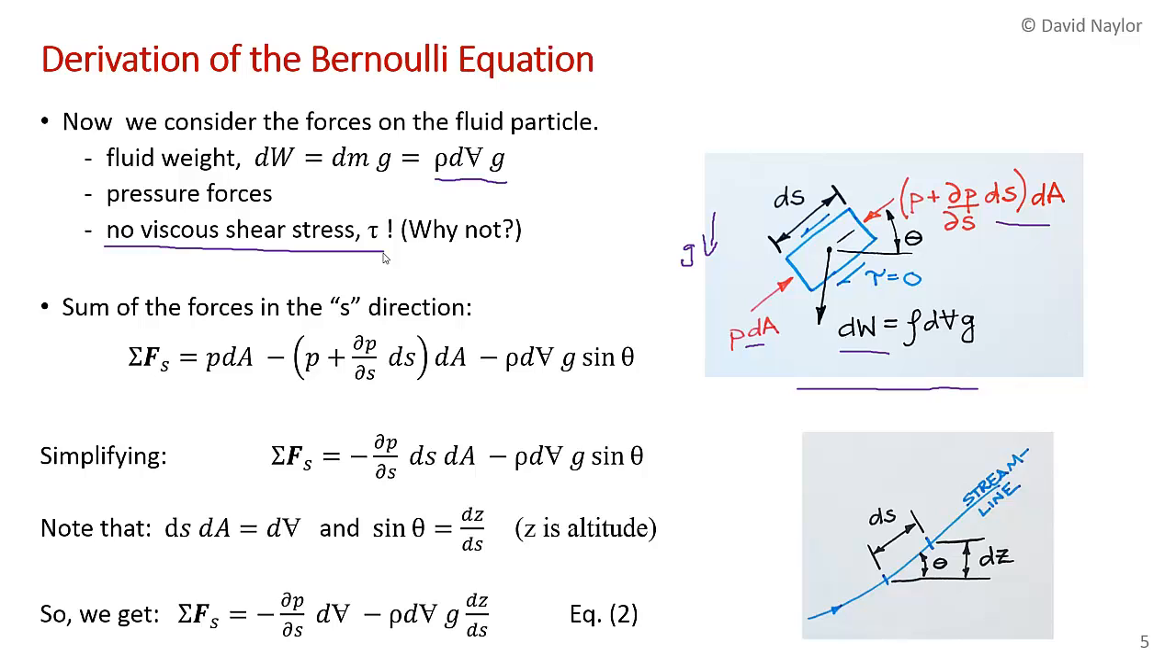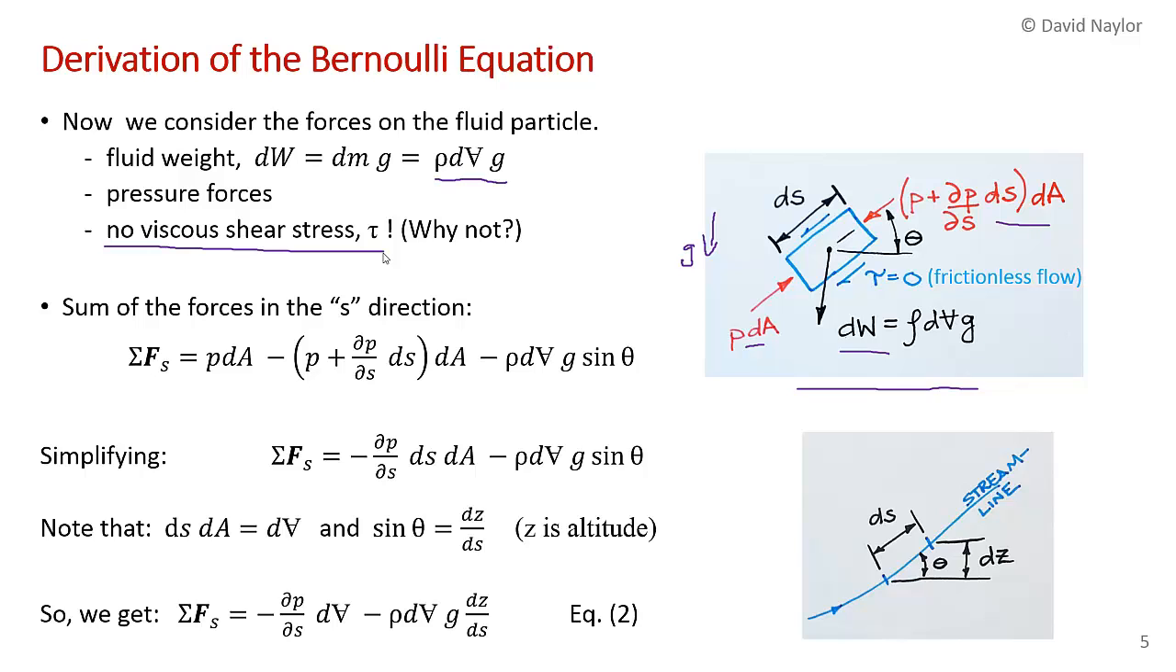So tau, that would act on the sides of the fluid element and oppose fluid motion, is neglected. And why is there no tau? Well, because in Bernoulli's equation, we make the assumption of frictionless flow. So tau equals 0. You'll find no terms in Bernoulli's equation contain viscosity for that reason. And that limits the application of Bernoulli's equation, and we'll talk about the implications of the frictionless flow assumption later on in this video.